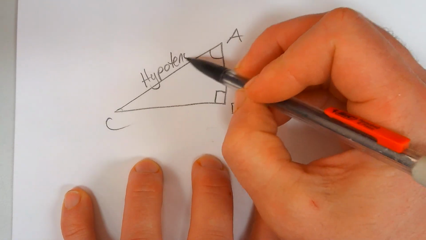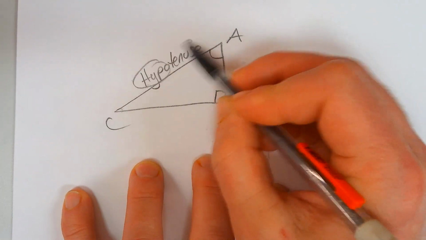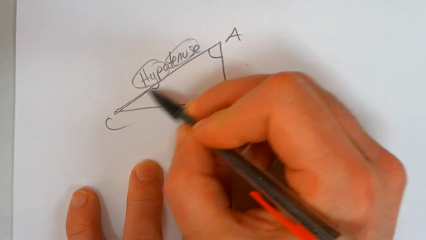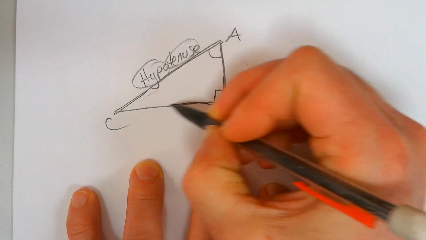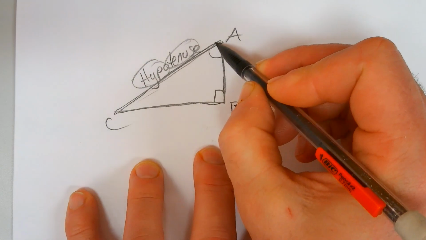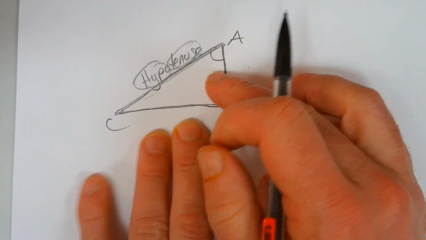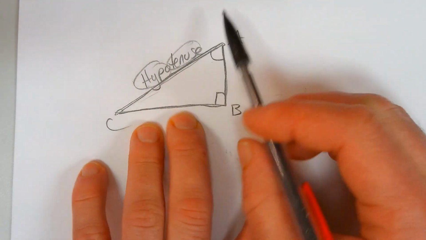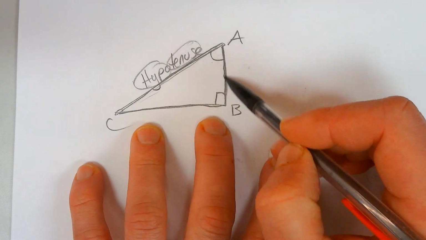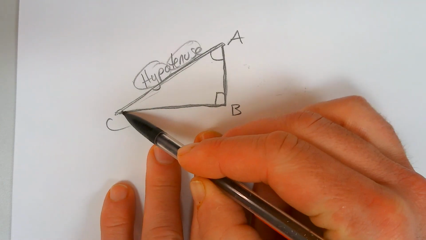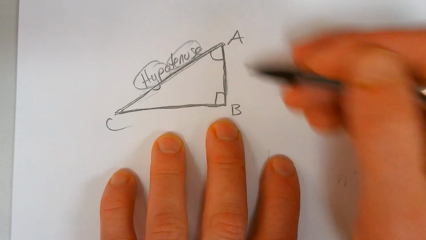Because the hypotenuse, remember, hypo meaning under and tenuse meaning tension. This is the side that's under tension from the other two sides. This is the diagonal line. And these two sides are holding it taut. That's what the word hypotenuse means.